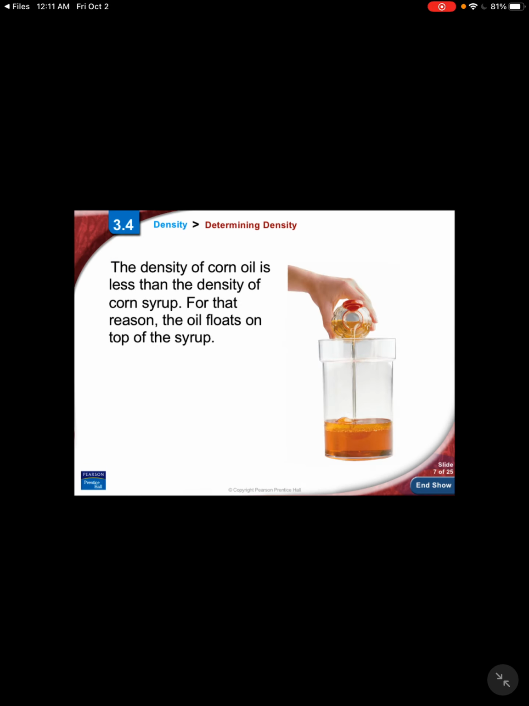So we see the applications of density all the time. Oil floats on water. Corn oil floats on corn syrup, which is a lot of sugar dissolved in water. And that increases the density of the water so that water would sink in corn syrup, whereas the corn oil would float on it. You can make things with 3, 4, and 5 layers by exploiting the density of different liquids.